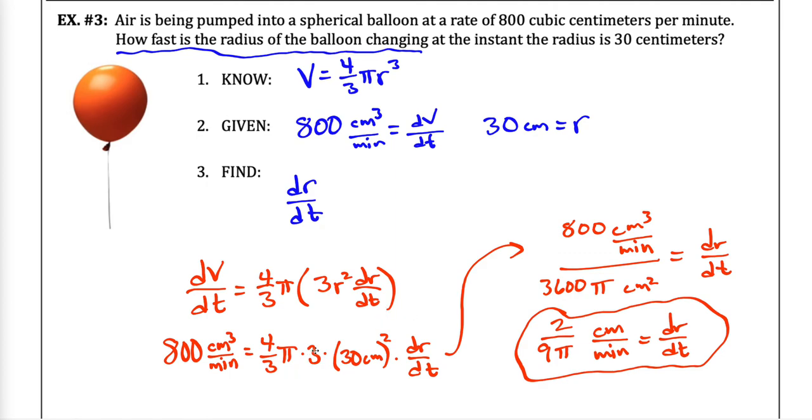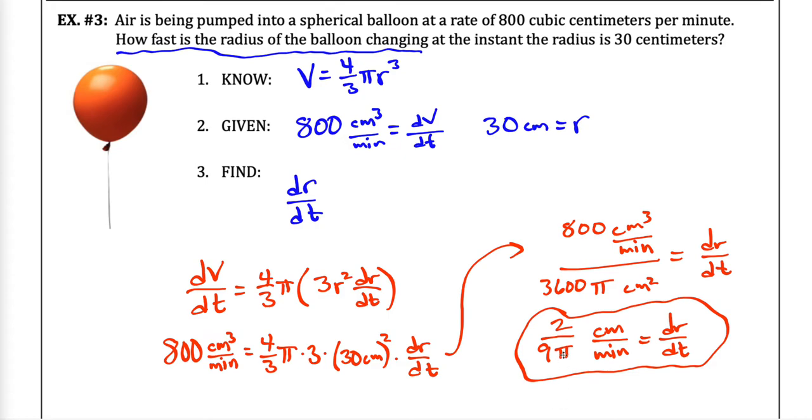So 4/3 times the 3 should be 4. 30 squared should be 900. 4 times 900, 3,600. So then the pi comes with it. 2 over 9 pi would be the best answer you could give. If you knew it was a calculator question, then obviously you wouldn't have to write the answer like this. But this is the answer that would be expected from you if you're not told to use a calculator.